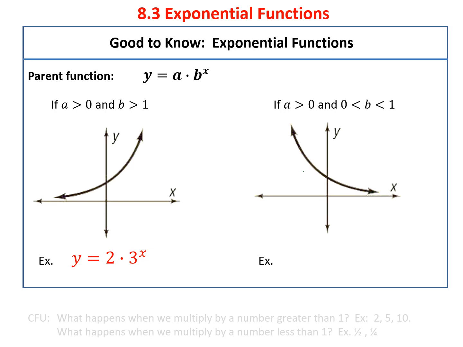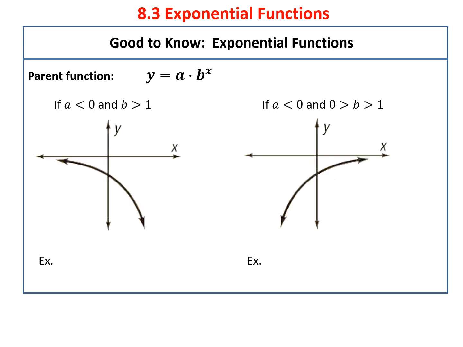But let's take the same function. We're going to keep a equal to 2. In other words, a is still greater than 0. But this time we're going to let b be between 0 and 1. In other words, it's going to be less than 1. It's going to be a fraction. So in this case, I make it 1/3. Now what we're multiplying it by is 1/3. That's the same as dividing it by 3 each time. So this time my function from left to right is going down because it keeps getting smaller and smaller. On our next slide, we're going to see what happens when we let a be a negative number.